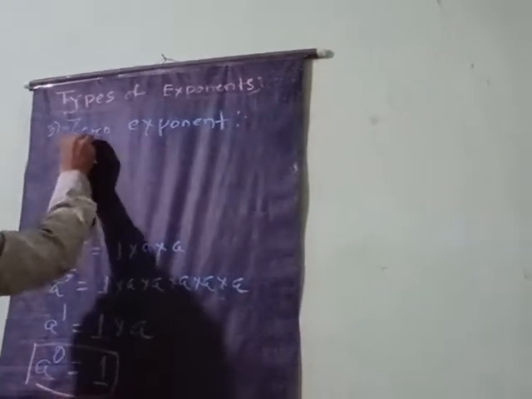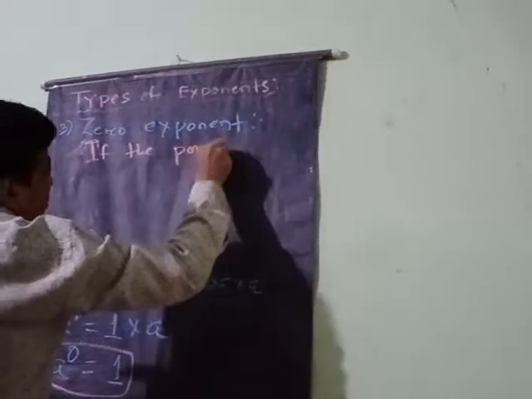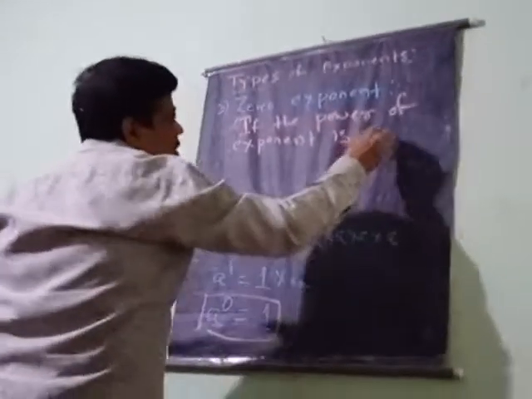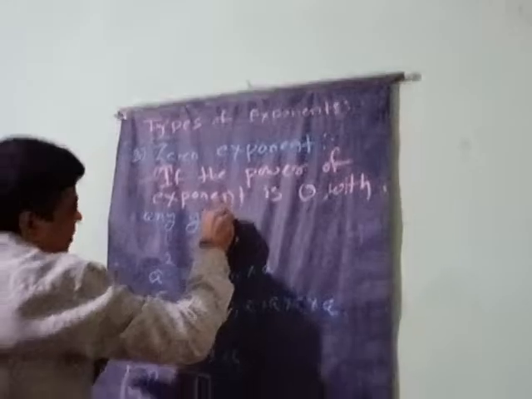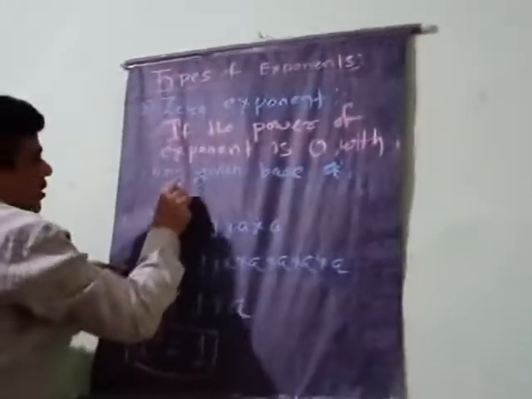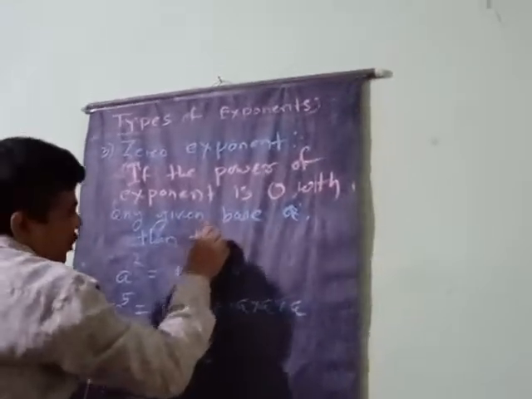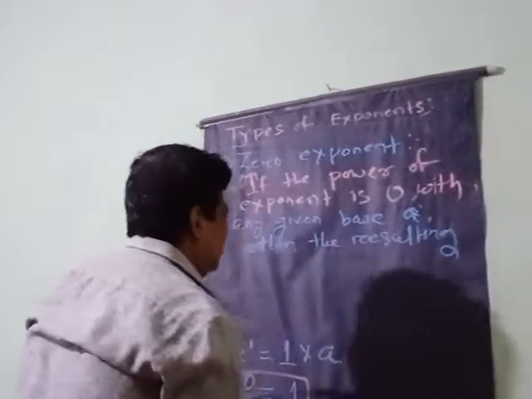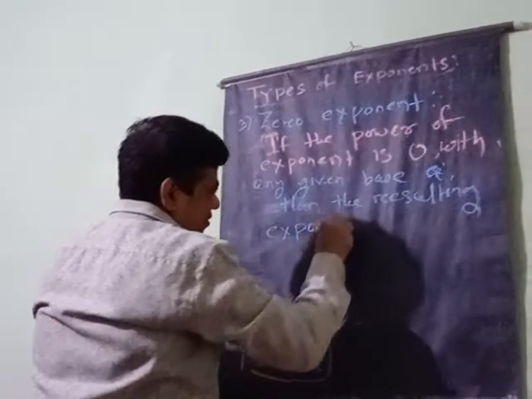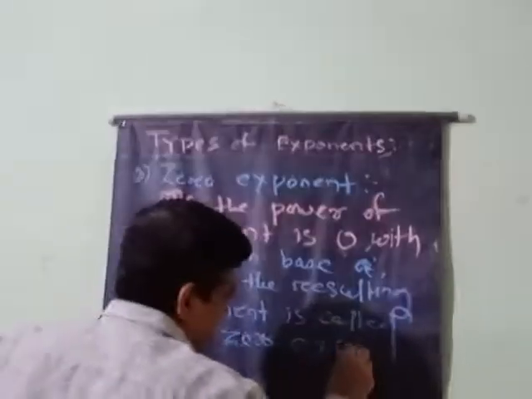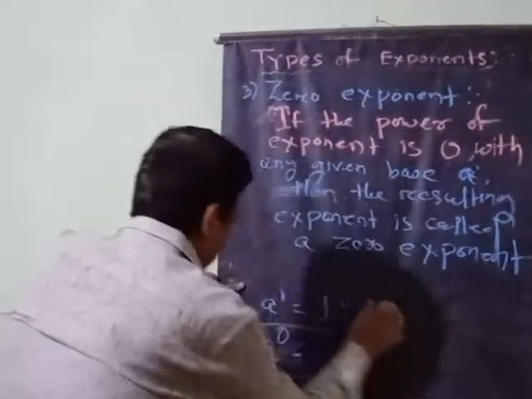If the power of the exponent is 0 with any given base a, the resulting exponent is called a 0 exponent. Understand? 0 exponent. And the value of the 0 exponent is always 1.